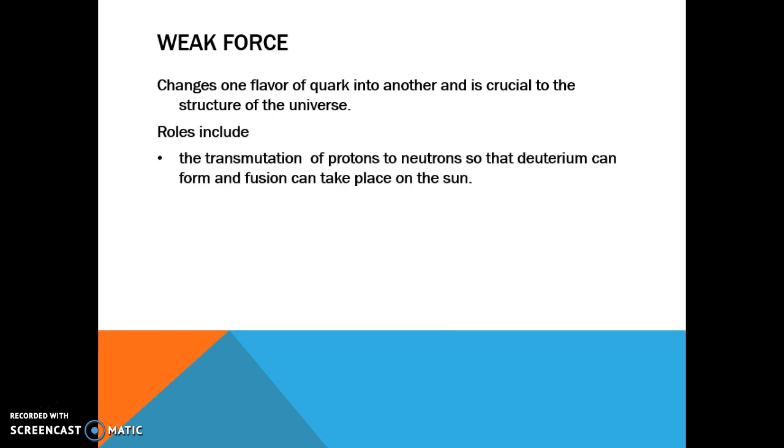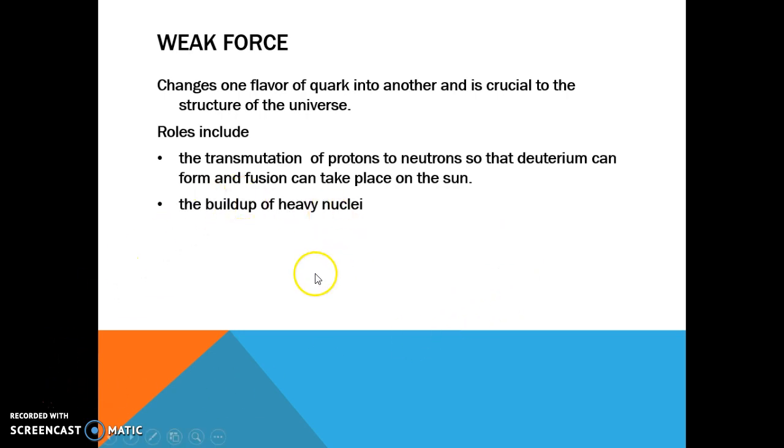So like I said, it involves the transmutation of protons to neutrons. And this is really important because it allows deuterium, which is a hydrogen atom with one proton and one neutron. So it's H-2, not subscript 2, but 2 for a mass number. It's what allows regular hydrogen to become deuterium, and deuterium is actually what undergoes fusion in the sun and obviously provides us with our energy. So that's a pretty important idea.